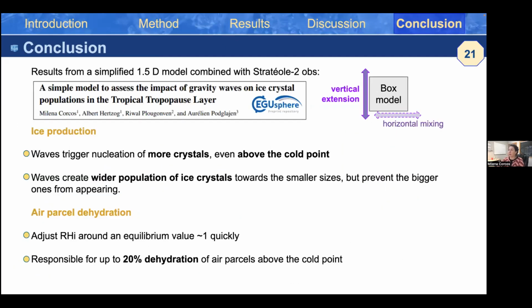So to conclude, I've presented some results from our simplified 1.5 dimension model that could be combined with superpressure balloon observations. This led to a paper that is in ACP. We found that waves were triggering more ice crystals even above the cold point, and they were creating a wider population of ice crystals, especially towards the smaller sizes, but they were preventing the bigger ones from appearing. And then we found that the waves were responsible for up to 20% of dehydration of air parcels above the cold point.